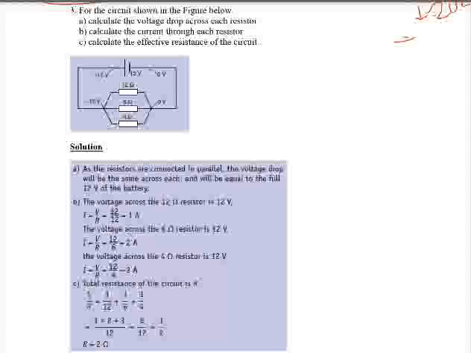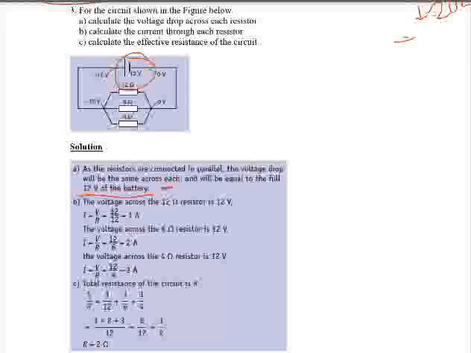To calculate the voltage, we don't need any values, because since they are connected in parallel, the voltage across each resistor is equivalent to what? The total voltage. Therefore, as the resistors are connected in parallel, the voltage drop will be the same across each, and the value is equal to the full 12 volts for the 12, the 6 and the 4 ohm resistor. Therefore, we don't need to calculate the voltage.